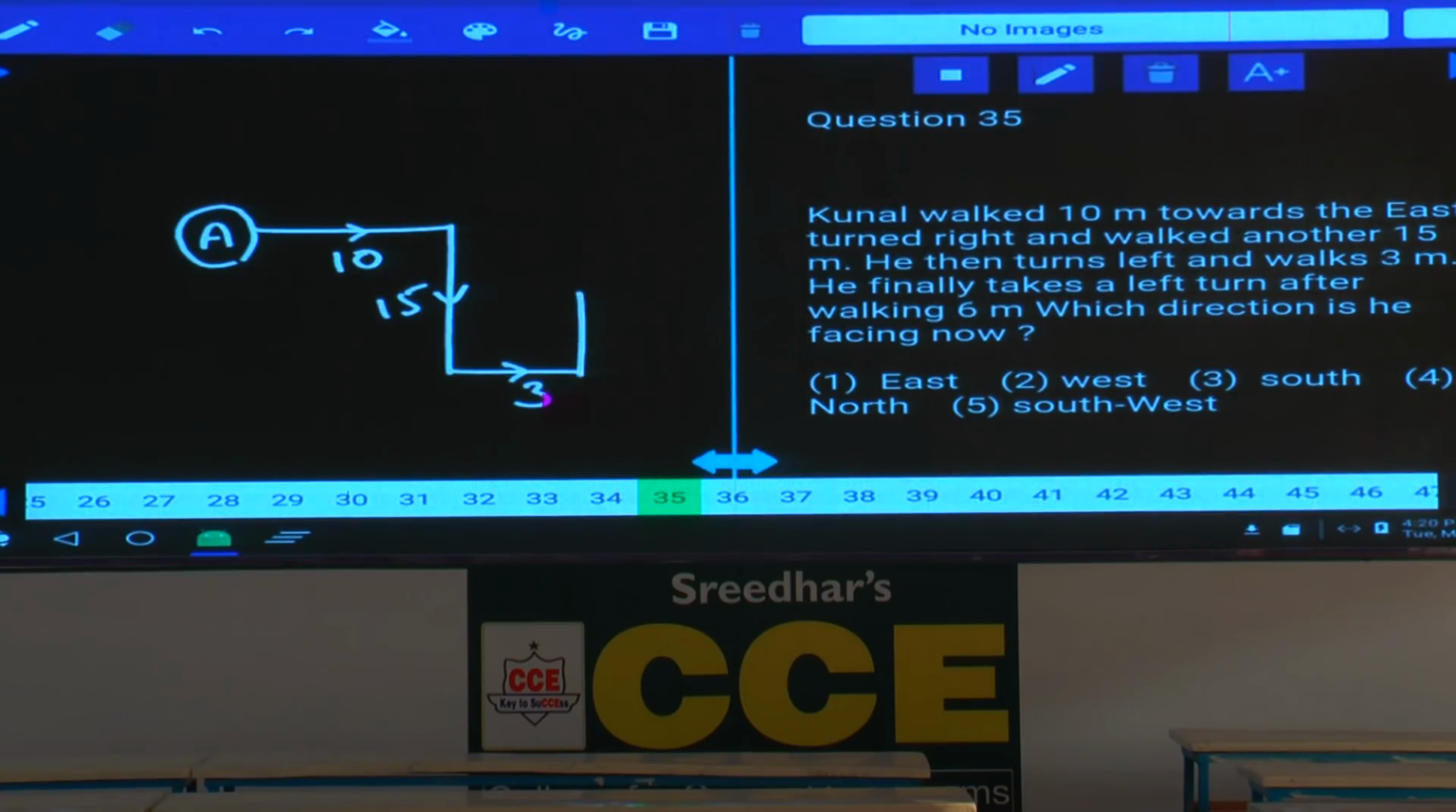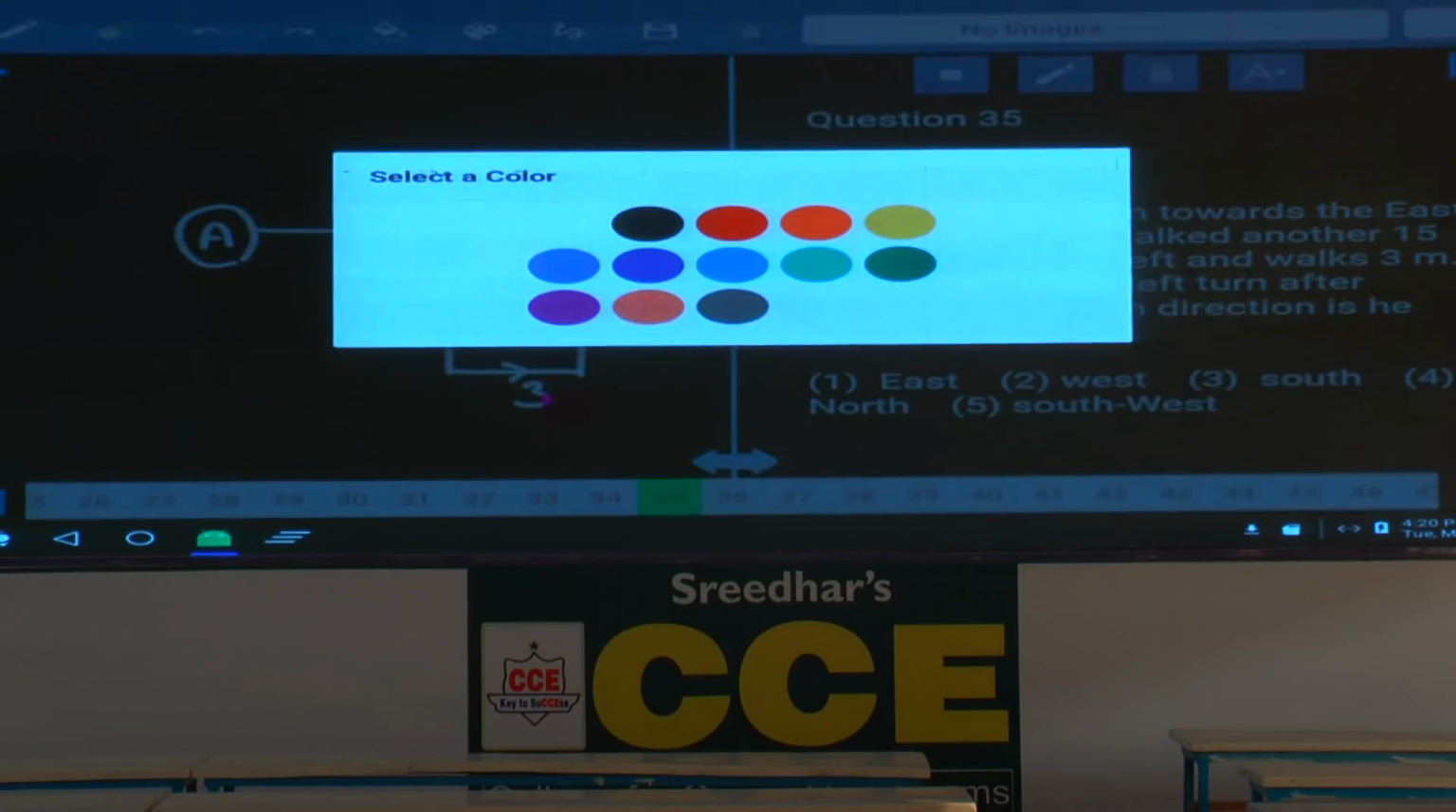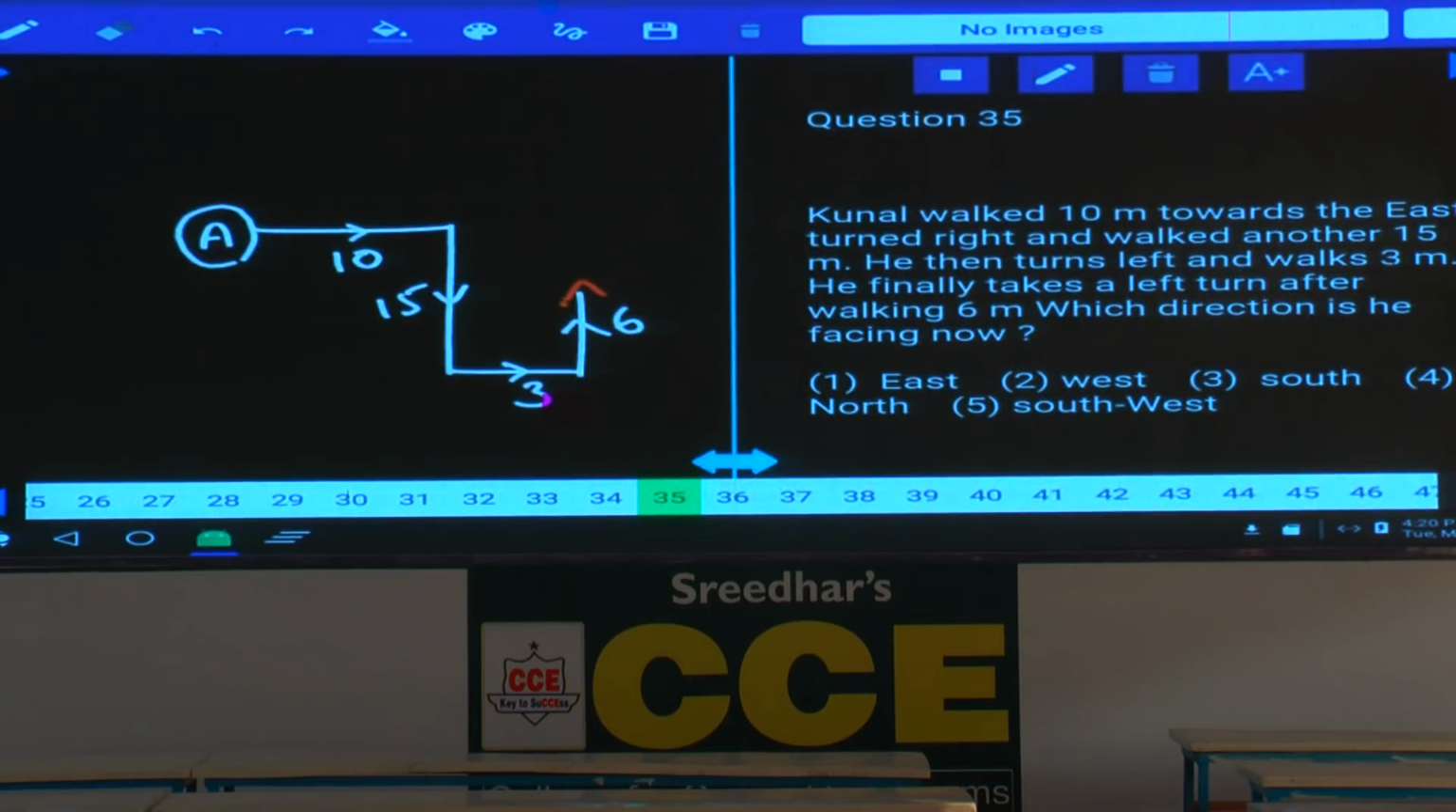From here he turns towards his left hand side and travels for 6 meters. And which direction is he facing now? Now this person is facing towards this direction, isn't it? Now this direction is towards which one? Now it is towards north, that is choice 4. Now question number 35, choice 4 is the answer.